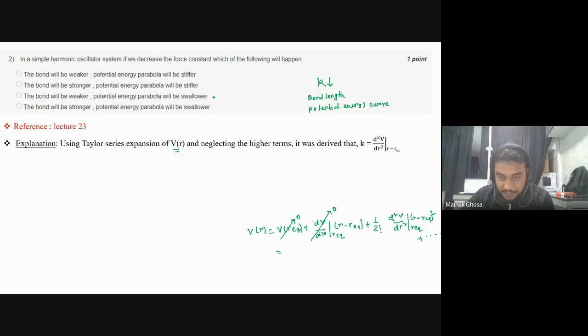So what is the remaining term? If I neglect the higher terms, the term that remains is half d2V by dr2 at r equilibrium, times (r minus r equilibrium) whole square. Now you can compare this with the normal potential energy equation, V equals half k x square. You know this x is nothing but r minus r equilibrium.